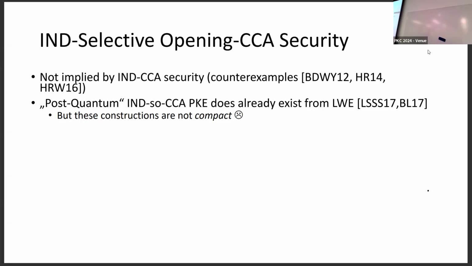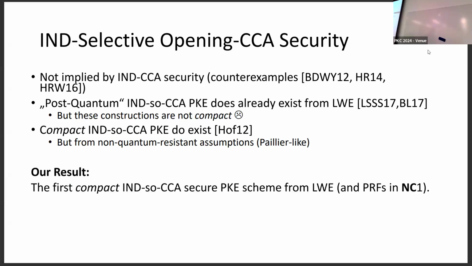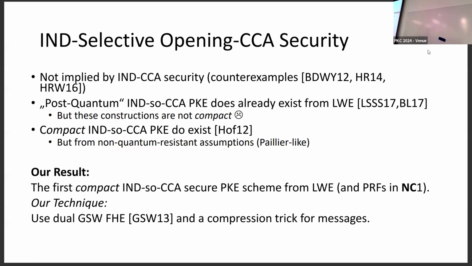We already have selective opening secure public key encryption from lattices. There were some works years ago, but this is considered not compact. This means we have a super-constant ciphertext expansion, so they wouldn't be nice in reality. We don't yet have compact constructions from quantum-resistant assumptions, lattice-like assumptions. So that's our result. We built the first plausibly quantum-resistant selective opening CCA secure public encryption scheme, from LWE and pairing-free assumptions. Our techniques are LTFs, all-but-one lossy trapdoor functions, and a nice compression trick for messages.